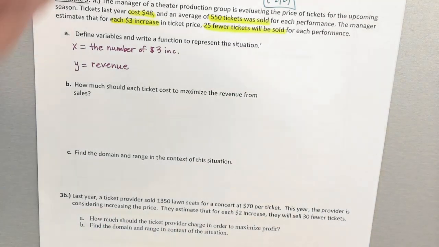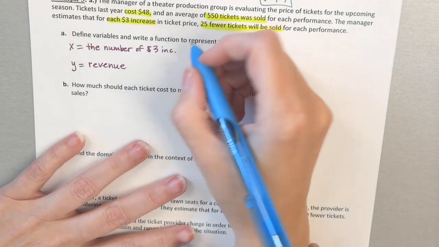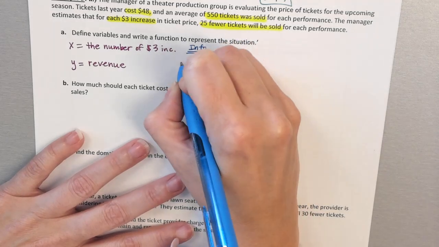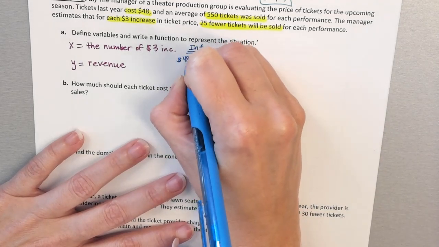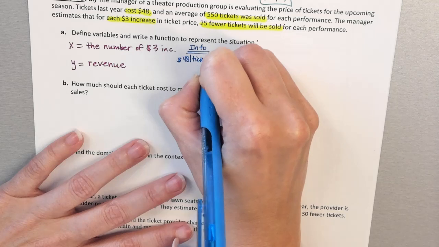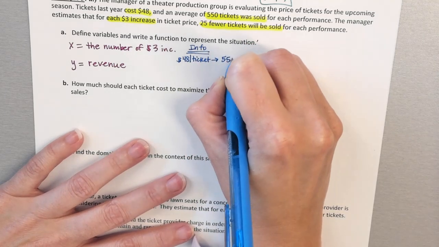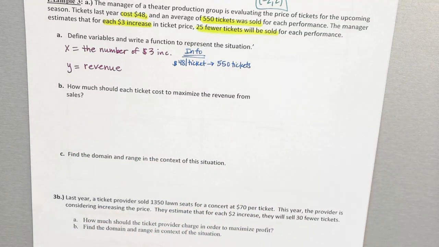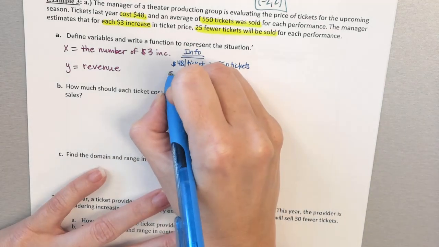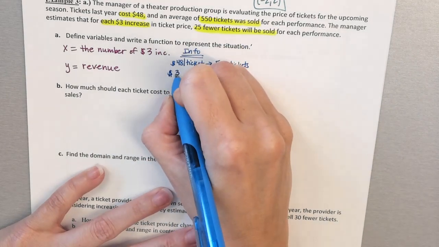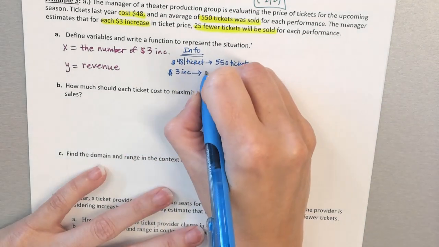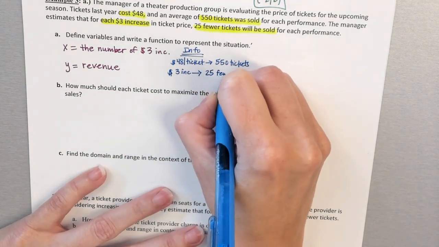So when you're reading through one of these questions in your book, sometimes it is helpful to organize the important information. So what we know is it's $48 per ticket, and they sold 550 tickets. I always think it's a great first step to organize your information when you have story problems, because at least that gets it out of the text. And then we know for each $3 increase, you're going to sell 25 fewer tickets.